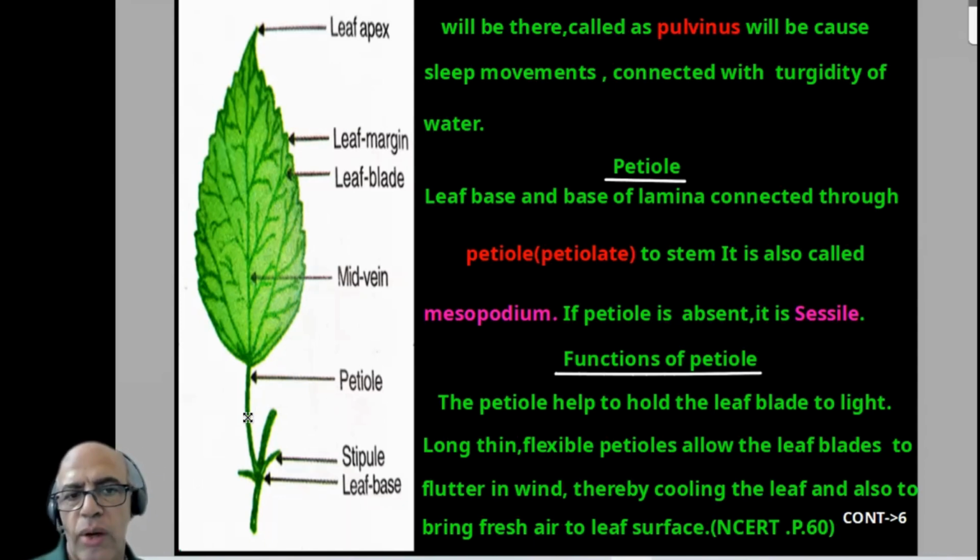Otherwise, petiole is called mesopodium. In the previous case, hypopodium. This is mesopodium. If petiole is absent, it is called sessile. Petiole means just like a stalk, sessile. Now, functions of petiole. Petiole helps to hold the leaf blades to light.